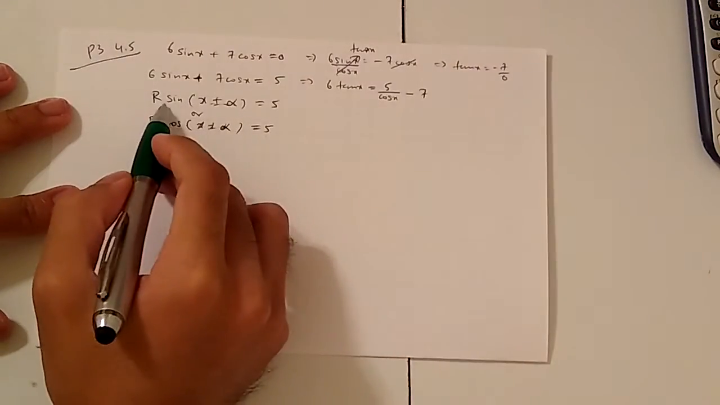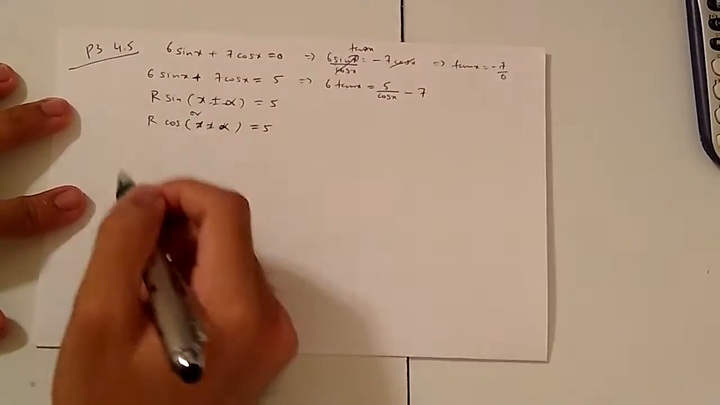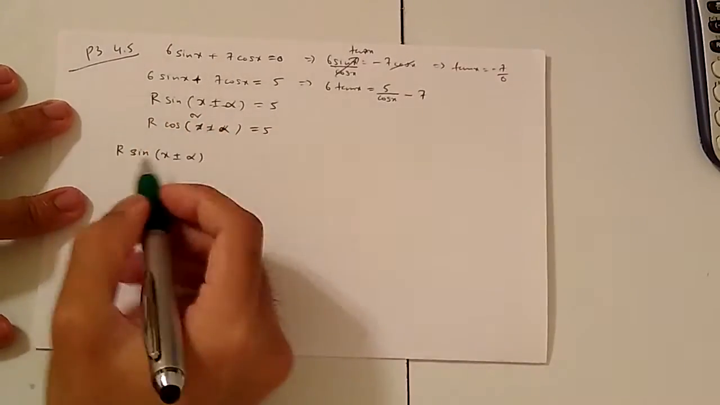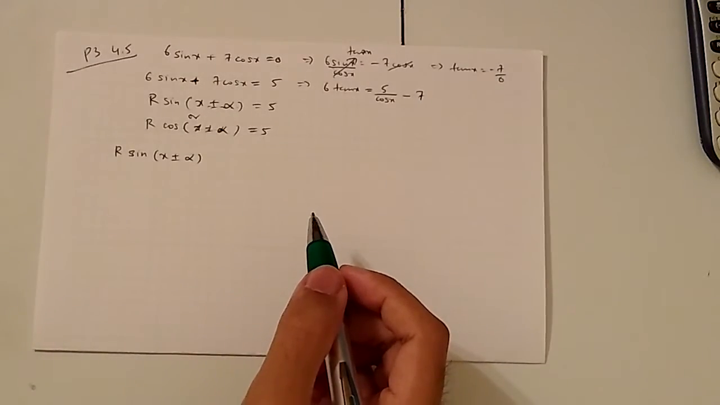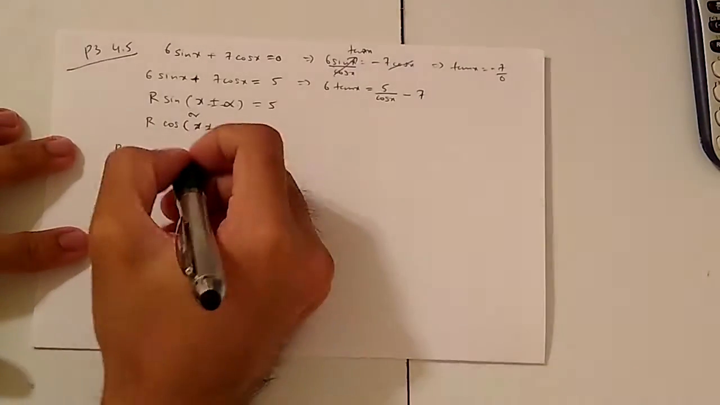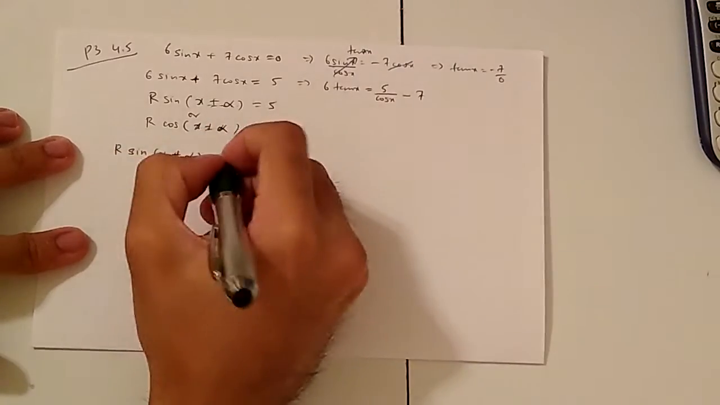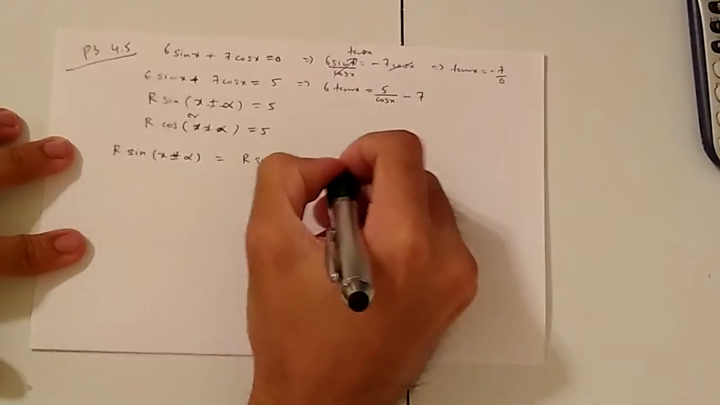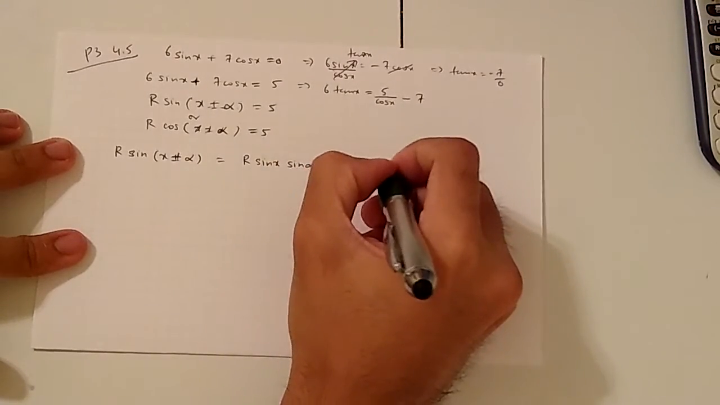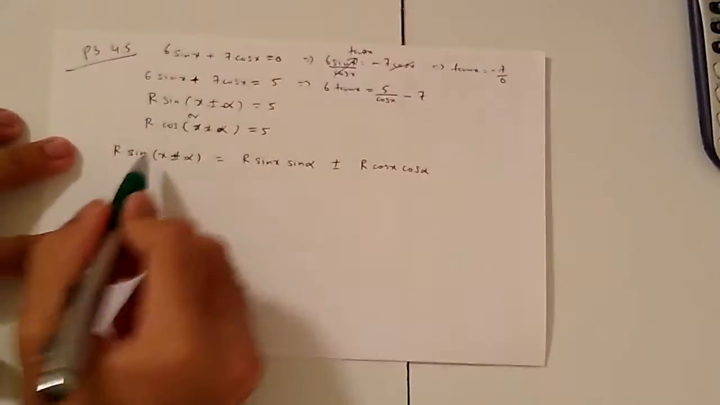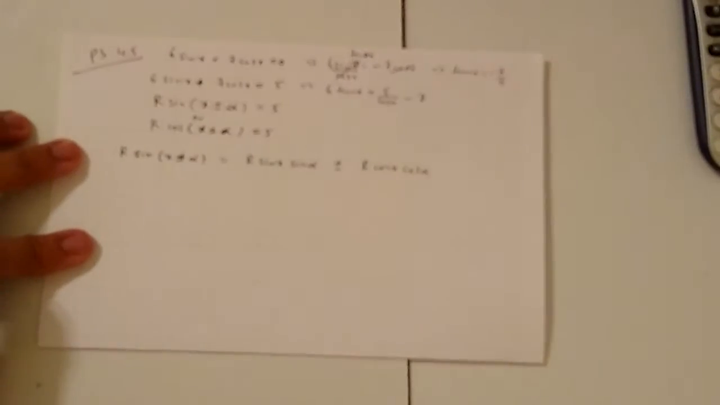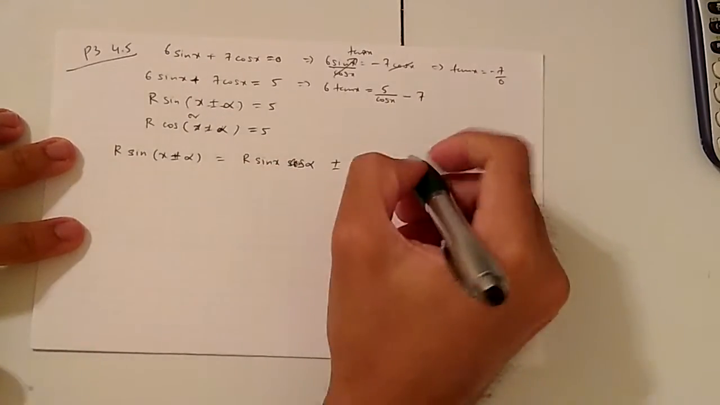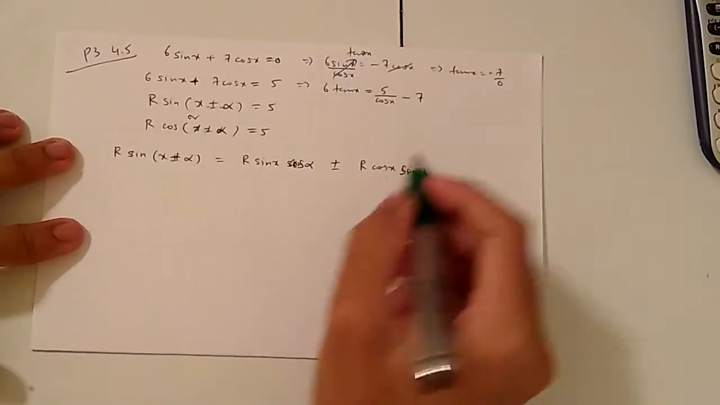If we have r sine of x plus minus alpha, let's discuss this form. If you expand it, you get r sine x cos alpha plus minus r cos x sine alpha. The r is simply a coefficient that just gets multiplied to both of them. So you have r into sine x cos alpha, and r into cos x sine alpha.